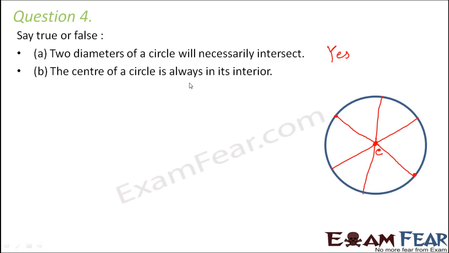Center of a circle is always in its interior. Yes, definitely, there is no doubt on that, because even if you try to imagine center as an exterior point, just prove it that all the points on the circle will be at equal distance from the center. That will never be possible. So the only position from where all the points on the circle will be at the same distance from the center is this location of the center. So the center will always have to be in the interior of the circle.